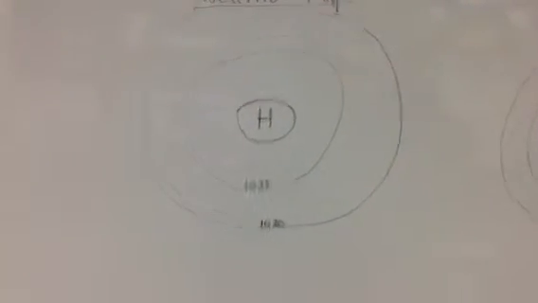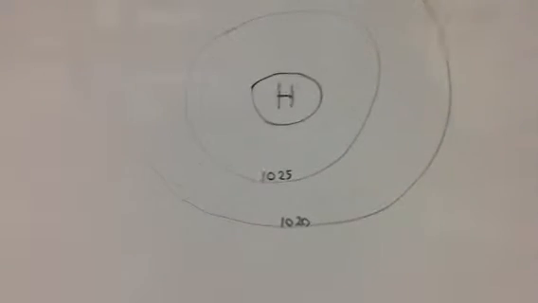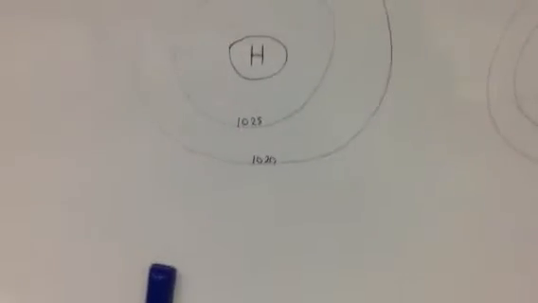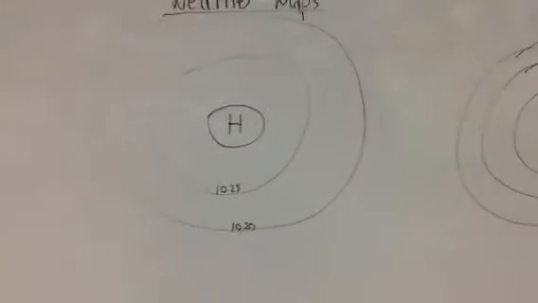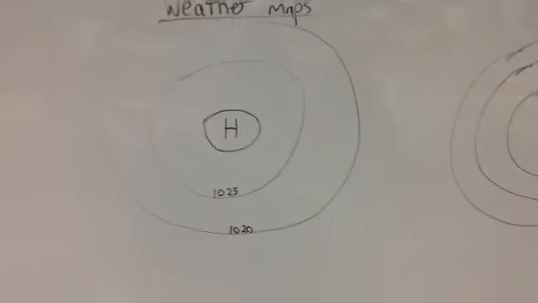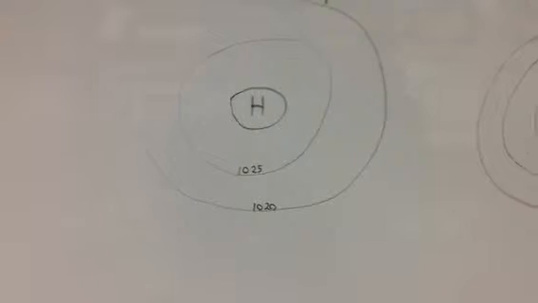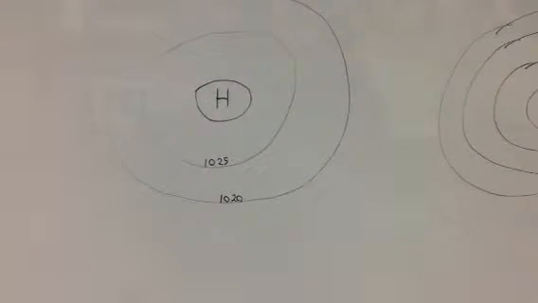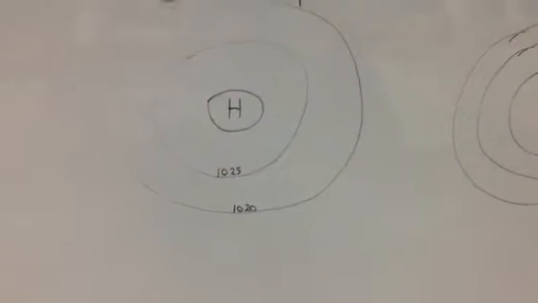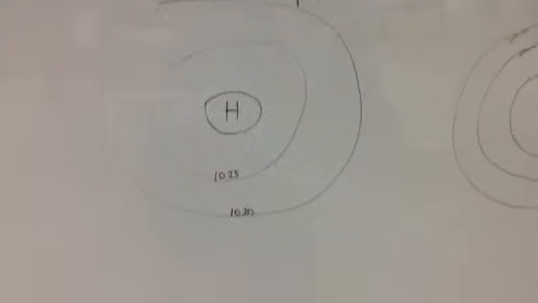If you have a high, on weather maps, you'll see an H. H represents an area of high pressure. High pressure means it's bringing good weather. So high pressure, represented by an H, means good weather.